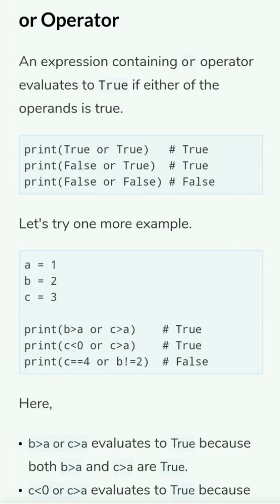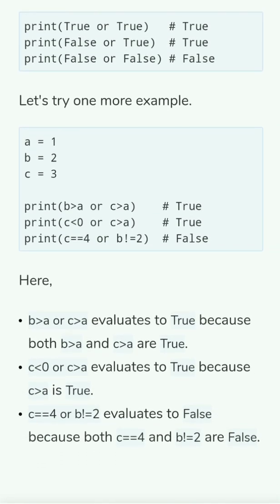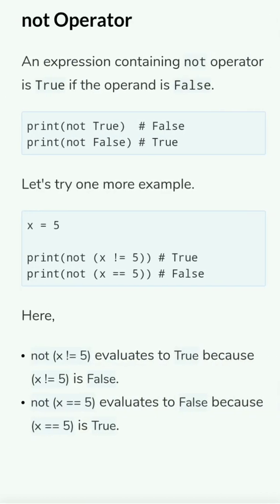Next is the OR operator. An expression containing the or operator evaluates to true if either of the operands is true. Suppose one expression is false and another is true, then it's going to give us the whole expression result as true, and vice versa. Here we have b greater than a or c greater than a. b is greater than a and c is also greater than a, so both expressions are true, and it's going to give us the true result like AND. But if any one of them is true, you're still going to get the result true.